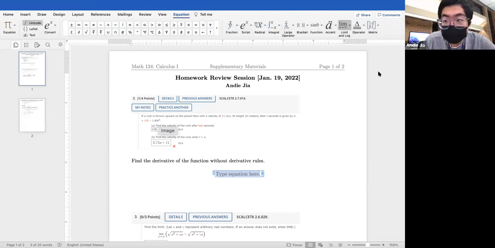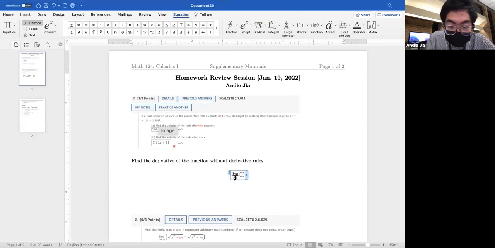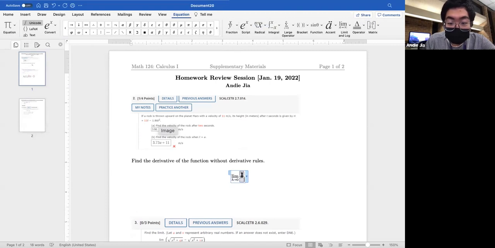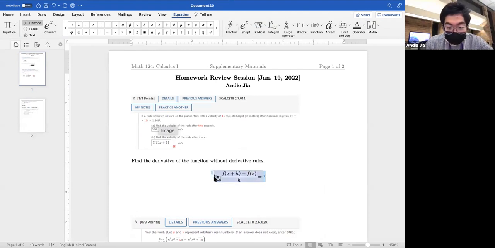Make sure you write the limit as h approaches 0 of the expression f(x plus h) minus f(x), over h. Make sure it is f(x plus h), not f(h). Keep the limit and keep the notation on every single step. This is for problem 11.